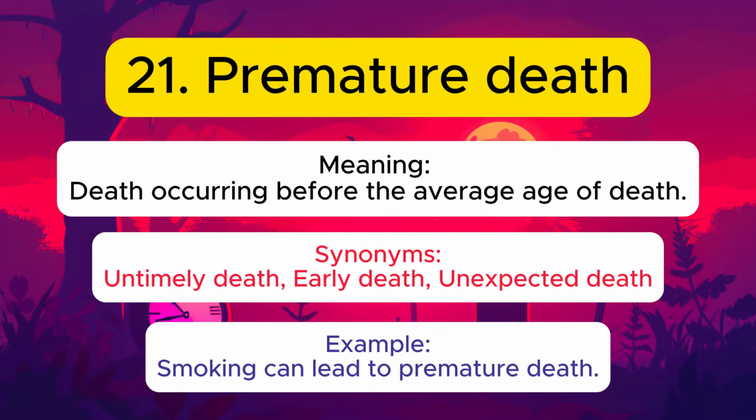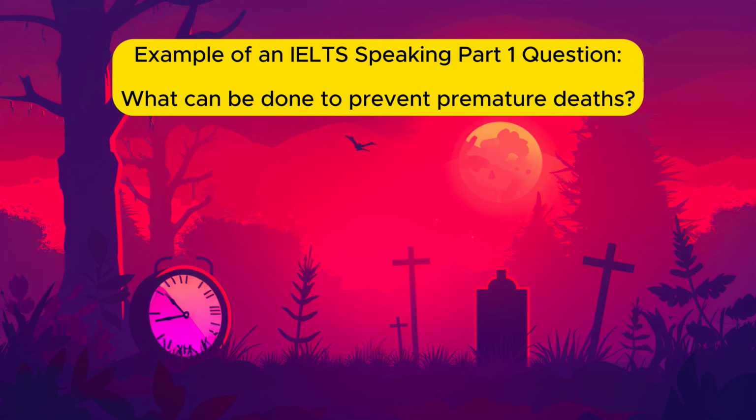21. Premature death. Meaning, death occurring before the average age of death. Synonyms: untimely death, early death, unexpected death. Example: smoking can lead to premature death. Example of an IELTS Speaking Part 1. Question: what can be done to prevent premature deaths?